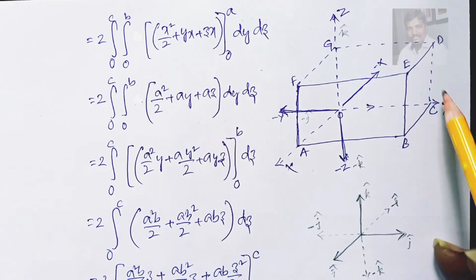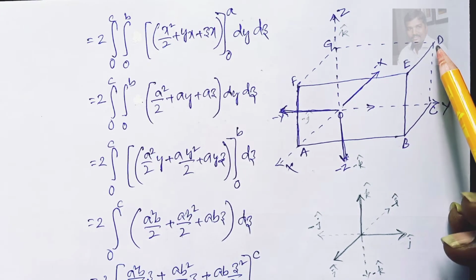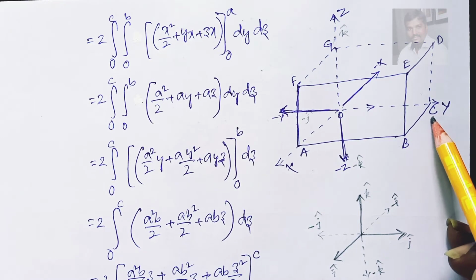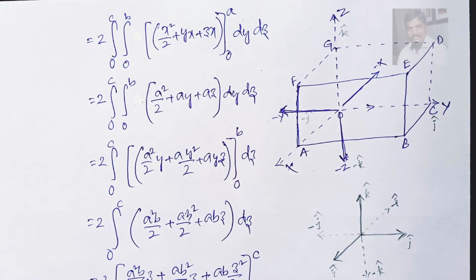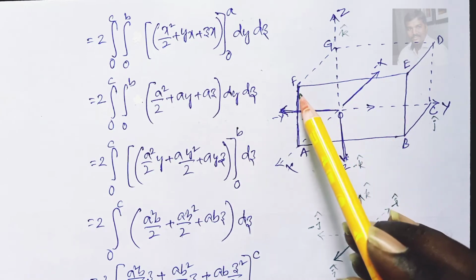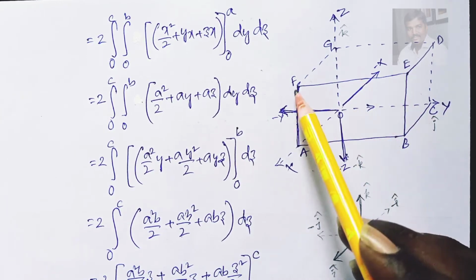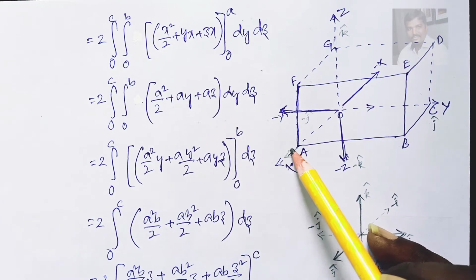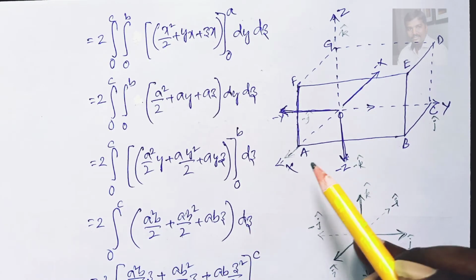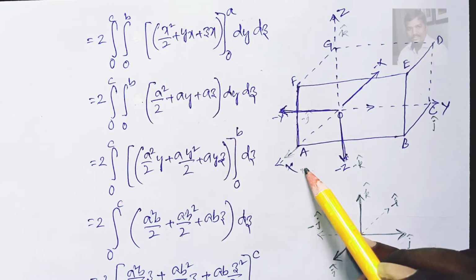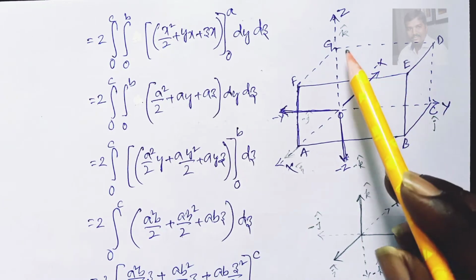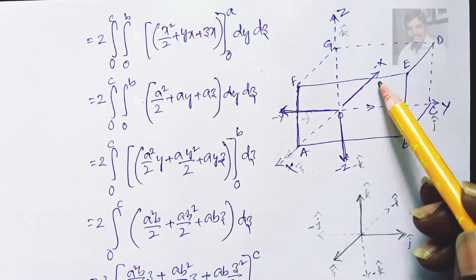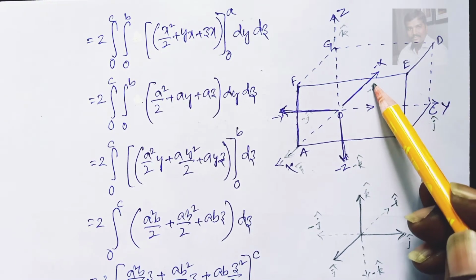And for this one, what is the outward normal? That is BCDE. Plus J cap. Okay, and next, what about ABEF? For this outward normal, we have to take the outside, that is plus X, that is I cap. And for OCDG, minus X, that is minus I cap.